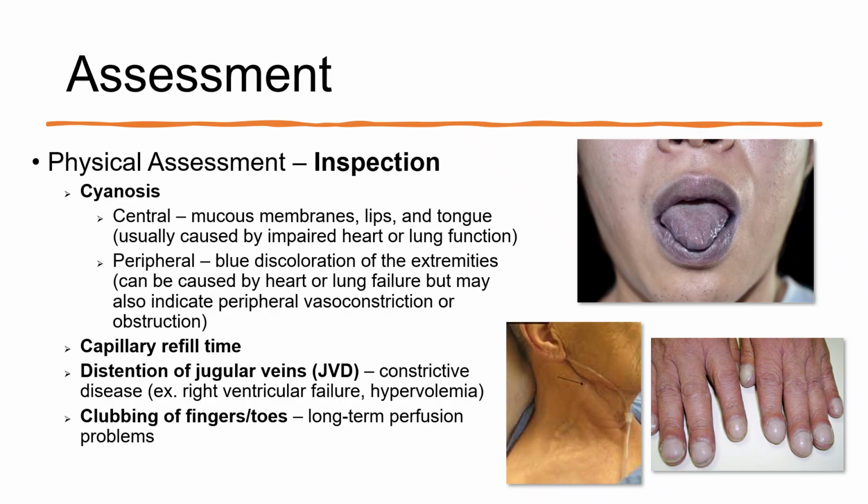Okay, moving on to our physical assessment, inspection. So we could see cyanosis. We're going to check capillary refill time. We're going to check to see if there's presence of distended jugular veins or JVD. That can be an indication of fluid overload with left-sided heart failure. Clubbing of fingers and toes. This is long-term oxygenation problems.